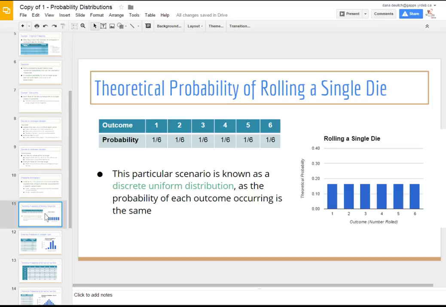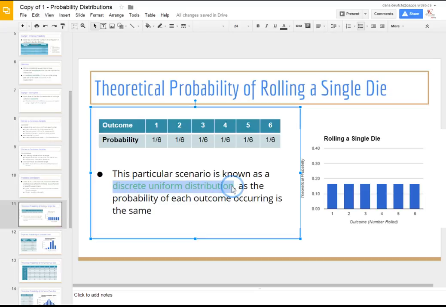So here is the theoretical probability of rolling a single die. They're theoretical probabilities. This is what should happen. So the probability of rolling a 1 is 1 in 6. Probability of rolling a 2 is 1 in 6. You can see that every different outcome has the same probability, 1 out of 6. This particular scenario is known as a discrete uniform distribution. Discrete because the variables are discrete. I can't roll a 1.5. Uniform because they are all identical probabilities. They are all exactly the same.